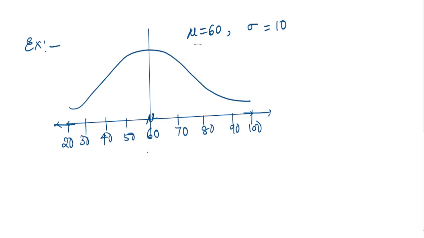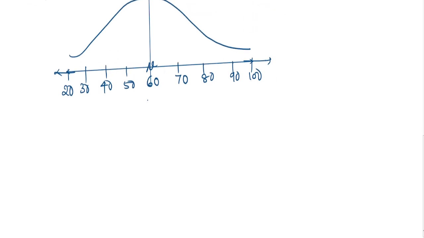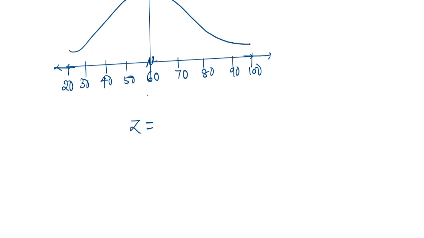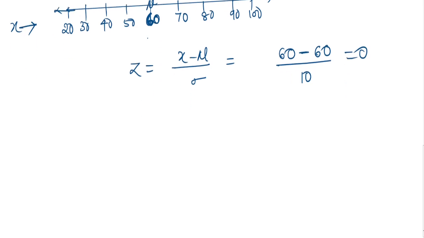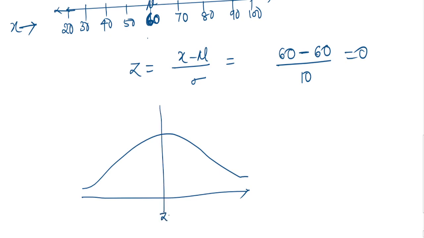So here mu is 60 and sigma is 10, and we know the z score value, that is z is equal to x minus mu upon sigma. So let us substitute the values. Here x is equal to 60, because these values represent the random variable x, and for this distribution mu is equal to 60, divided by 10, so it is 0. So how are we getting the new diagram? Here now z is equal to 0.